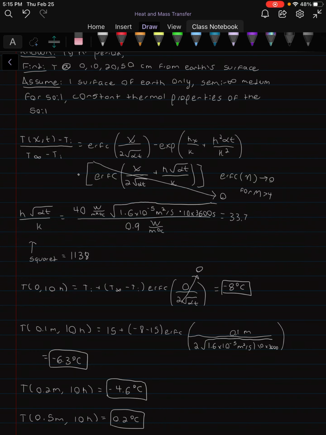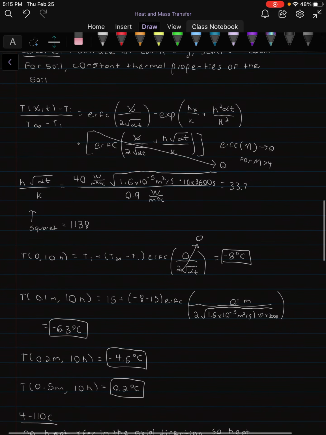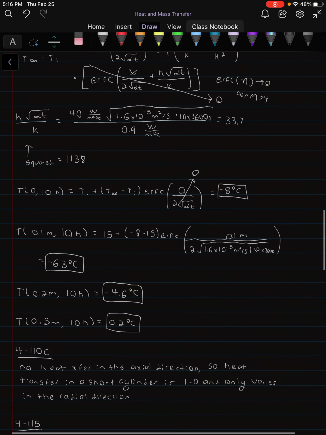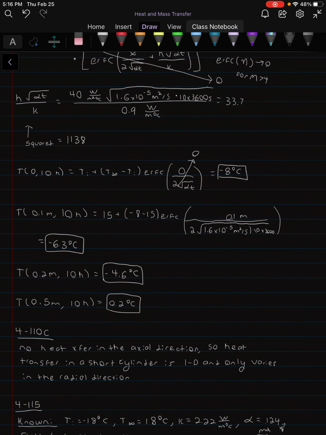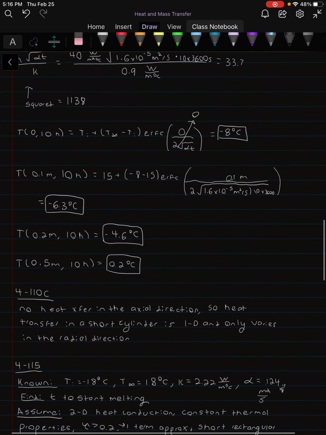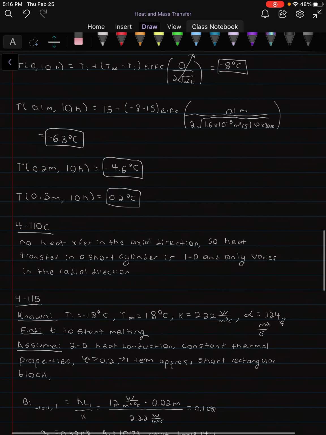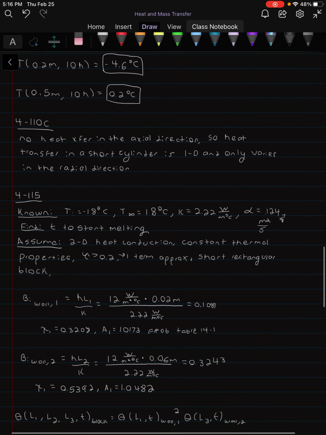T infinity minus T i, and then erfc of x over 2 square root of alpha t. It's just this equation. This goes to 0 because the error function at n goes to 0 when n is greater than 4. So this is squared 1,138, and then T0 at 10 hours is -8 degrees C. Plug in the values that were given above, and then here it's -8 for T infinity, 15 degrees for T initial. You get -6.3, same idea, 4.6 and 0.2.